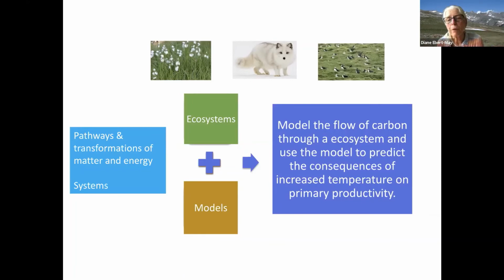Model the flow of carbon through an ecosystem and use the model. See, you can memorize the first part, but now you've got to use it to predict the consequences of increased temperature on primary productivity. If our students all leave our courses doing that, I'm going to cheer. This is going to be good. And I'm not going to quit till they do. So you guys have a lot of work to do. I'll be like RBG in my 90s still doing this. All right, next.